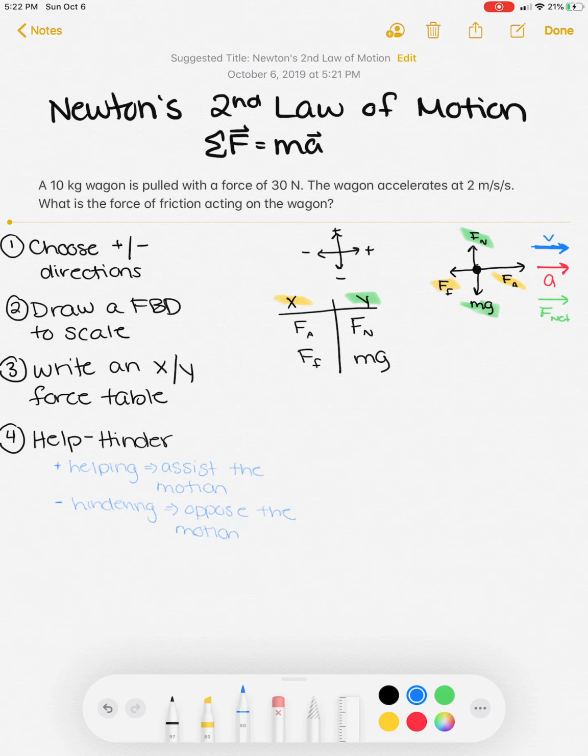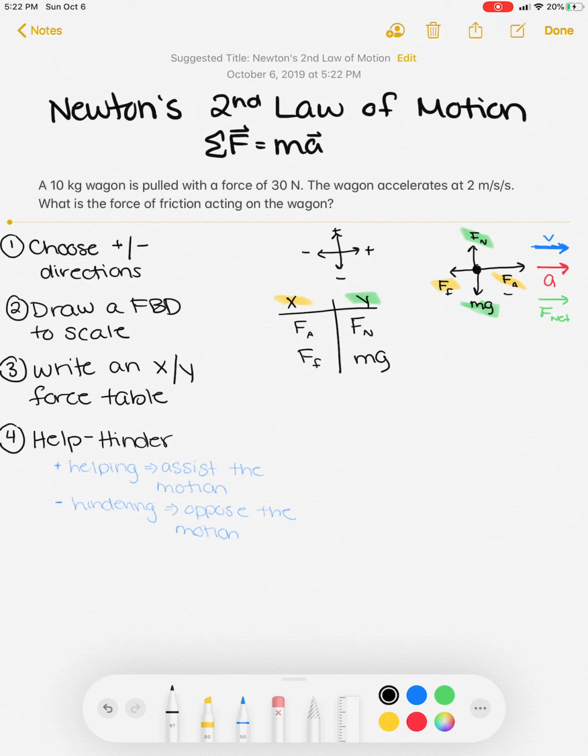So basically, your helping forces help the object move. If it's a hindering force, it's going to hinder that motion. It's going to work against the motion. So you can think of help minus hinder. You can also take a look at your coordinate system that you drew up here, and that will help you as well. So the applied force, if I look over here, is to the right, and to the right is positive.